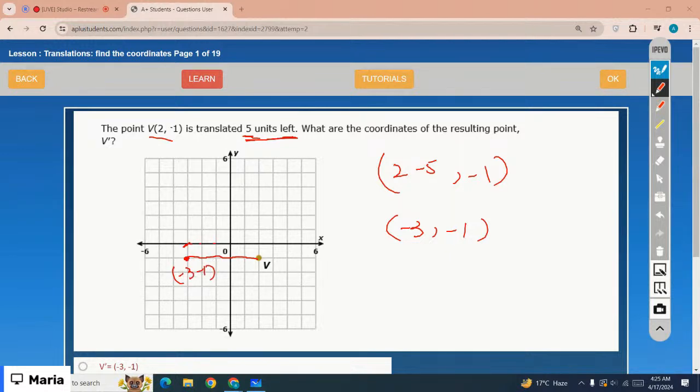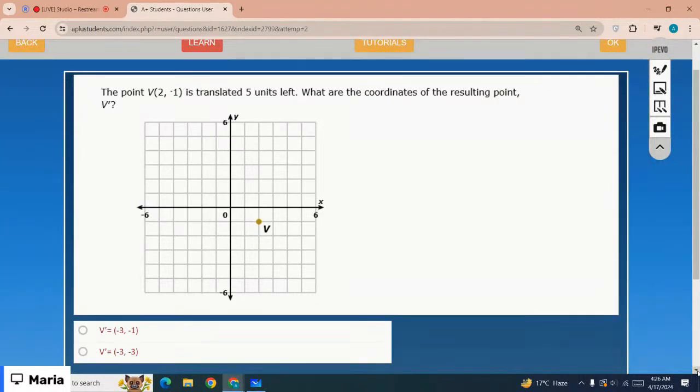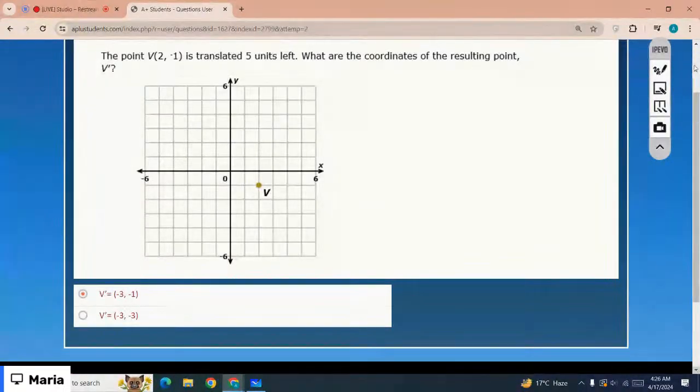So whatever you find easy, you can do graphically or you can do logically. So the new point has the coordinates negative 3 and negative 1. The correct option is option number 1.